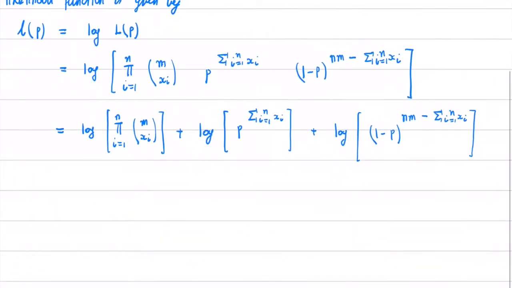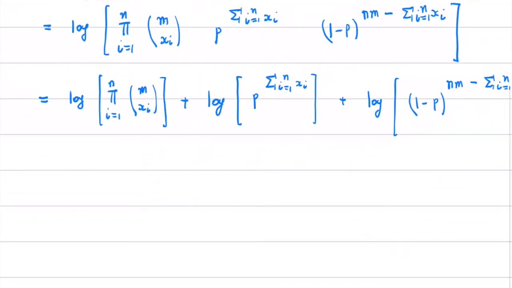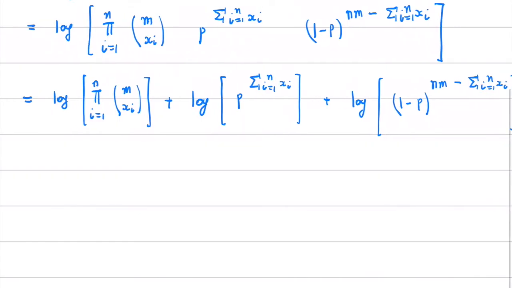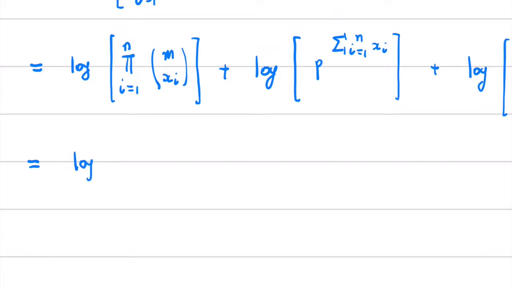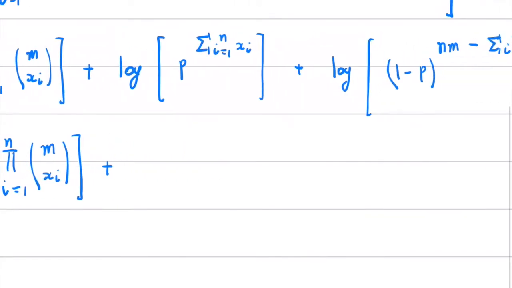Alright, looking good so far. However, I'm going to do one further simplification step here. I'm going to leave this part here as the sum from i equals 1 to n of m xi. That part's not really bothering me. But this part I'm going to rewrite.